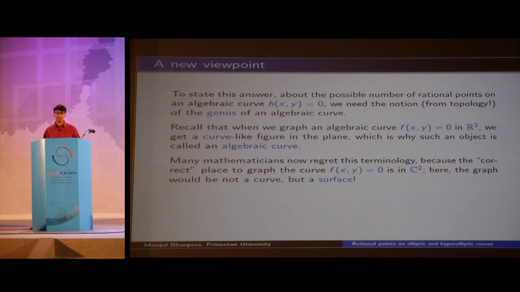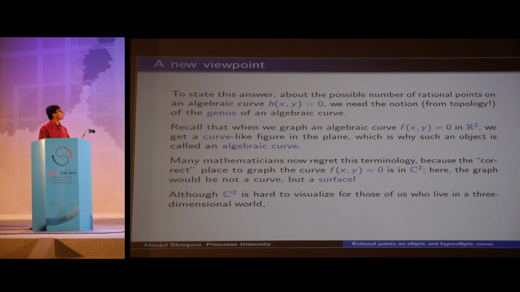But of course if you graph h of x,y equals 0 in C², the graph that you would get would not be a curve, but it would be a two-dimensional real surface. And that's why the graph in C² is also often called a Riemann surface. Now C² is a four-dimensional real vector space, and so for most of us, at least for me, it's hard to visualize. For those of us who live in a three-dimensional world, it's hard to find graph paper that's four-dimensional.